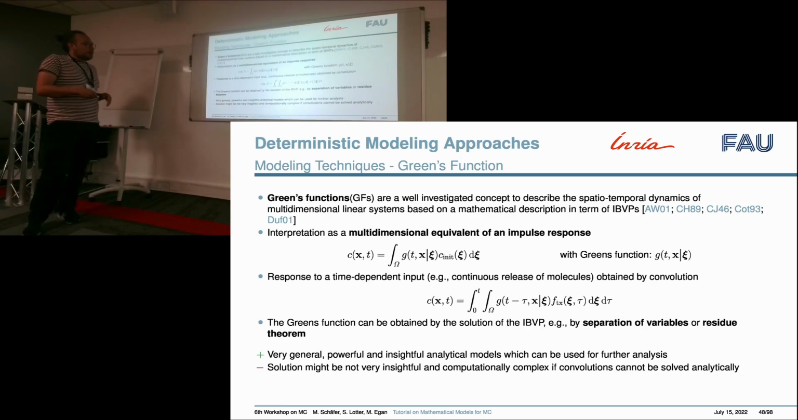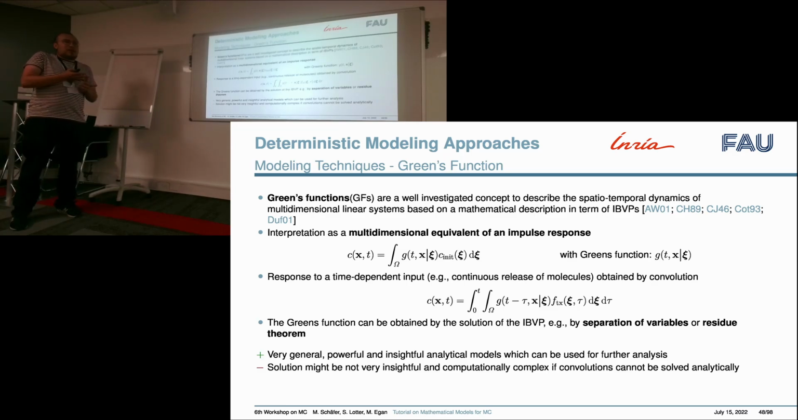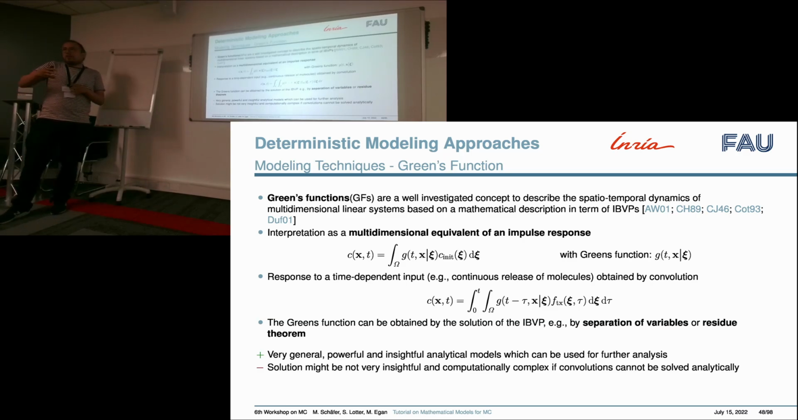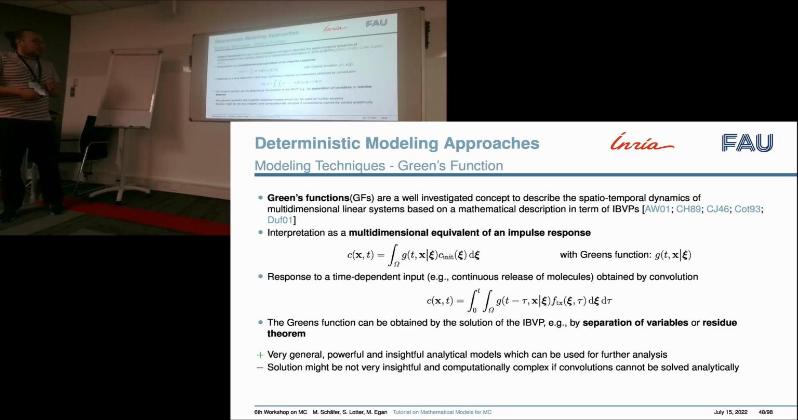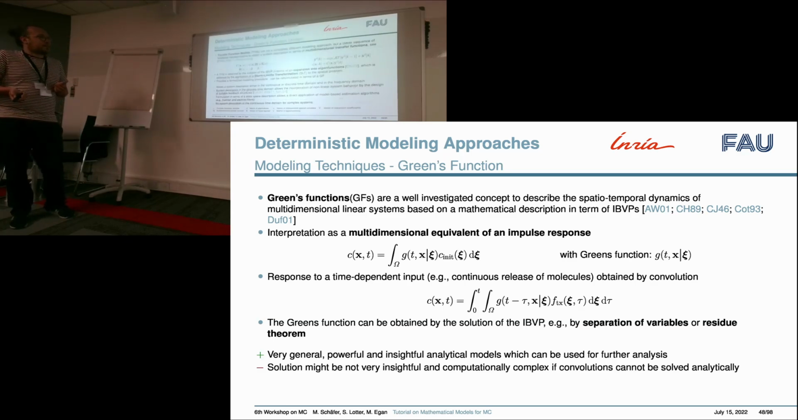The Green's functions are obtained by solving the initial boundary value problem and then doing some reformulations. So the pluses: they are very general, they are well established, giving insight and powerful analytical models, and they can be used for further analysis. On the negative side, the solution might not be very insightful and computationally complex if, for example, this convolution cannot be solved analytically. That might be a problem for this approach. And also the Green's function itself might be very complex.